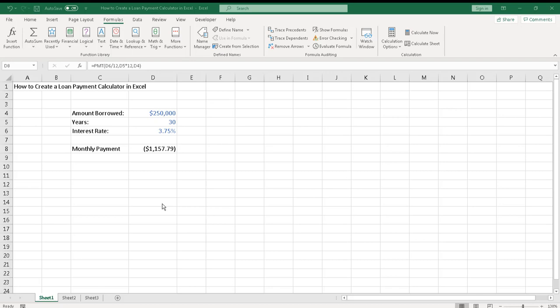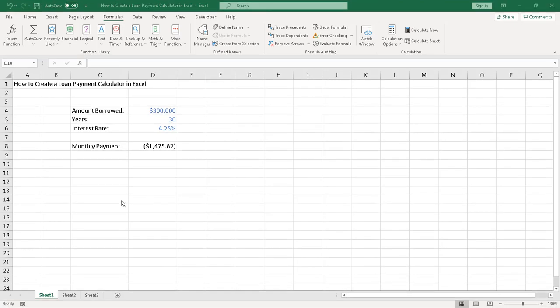Let's change the loan amount to $300,000 and the interest rate to 4.25%. The monthly loan payment changes to $1,475.82. Did you notice that the monthly loan payment is being displayed as a negative? Why is this? Excel's loan functions operate on a cash flow basis. Think of present value and payments as cash inflows and outflows.